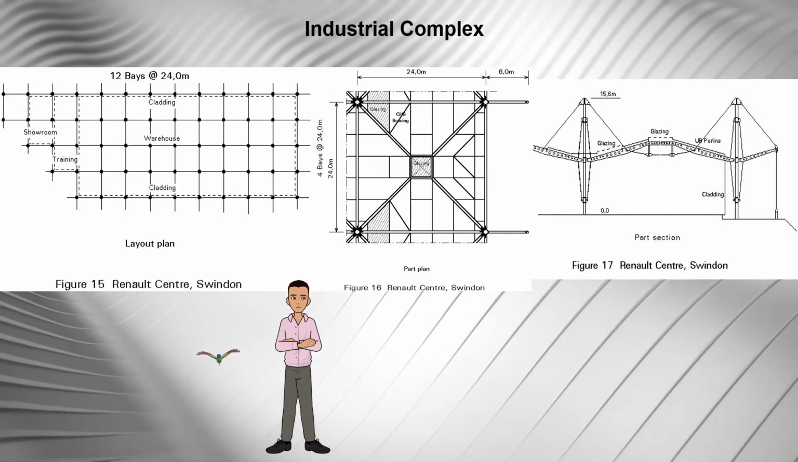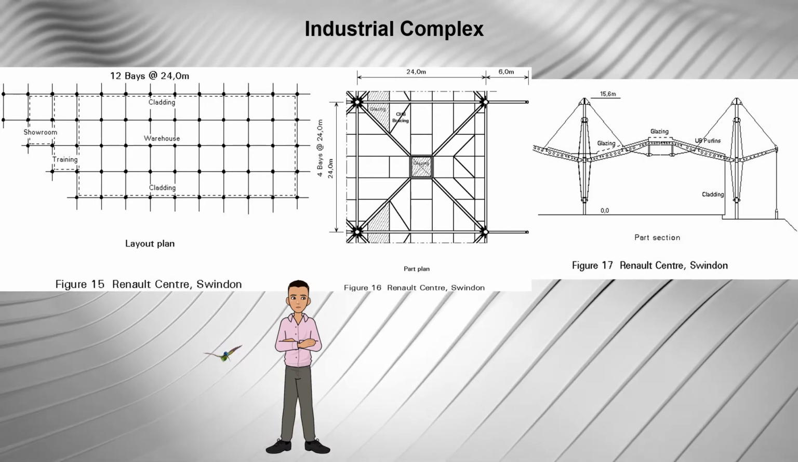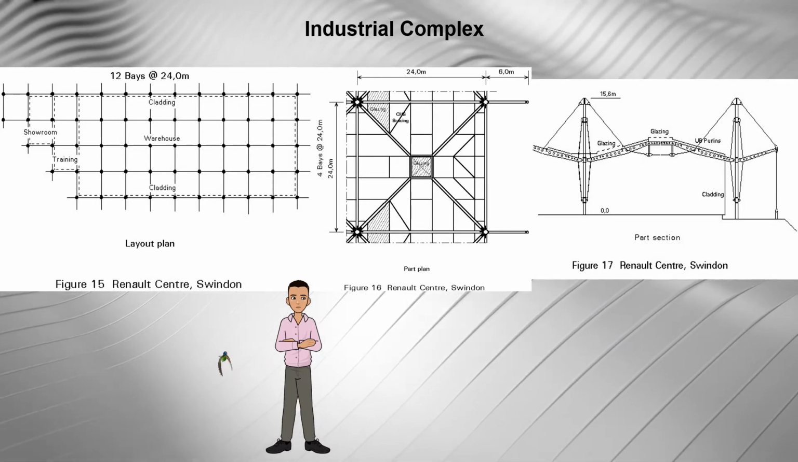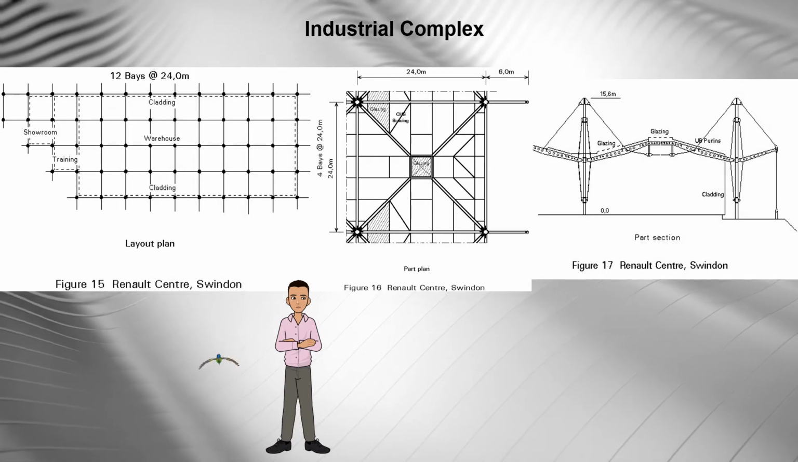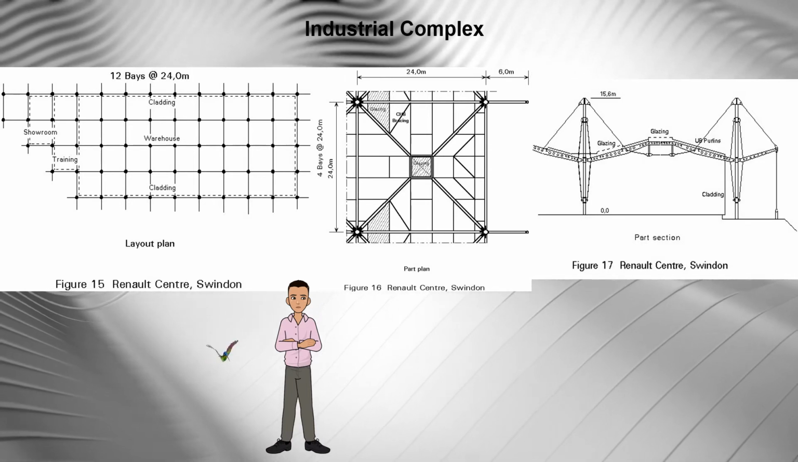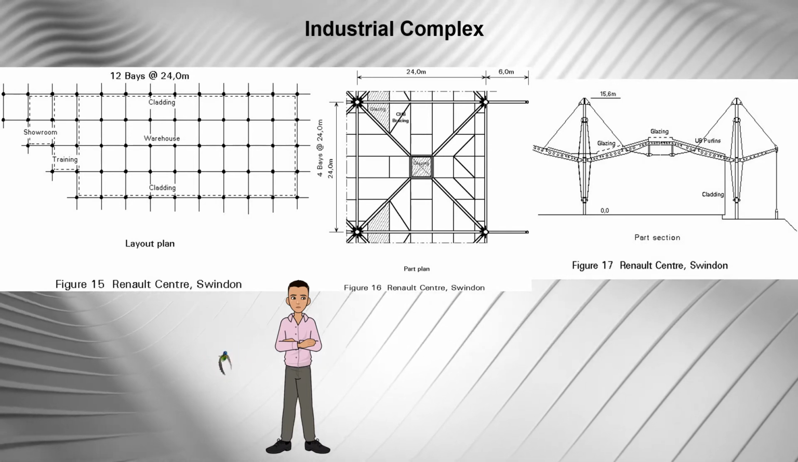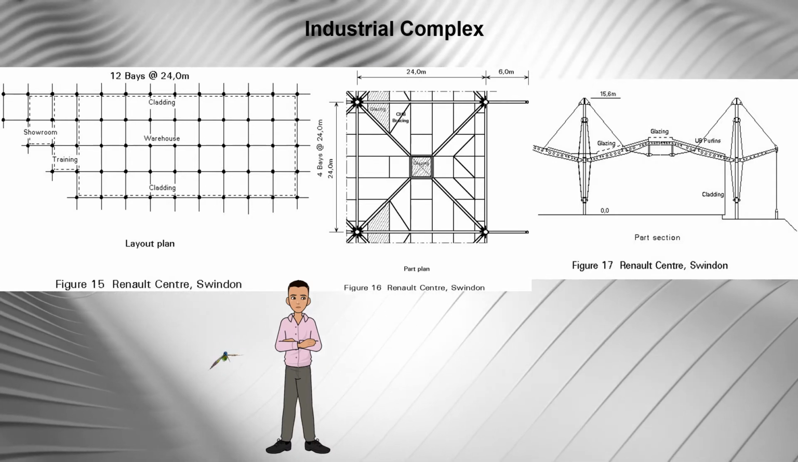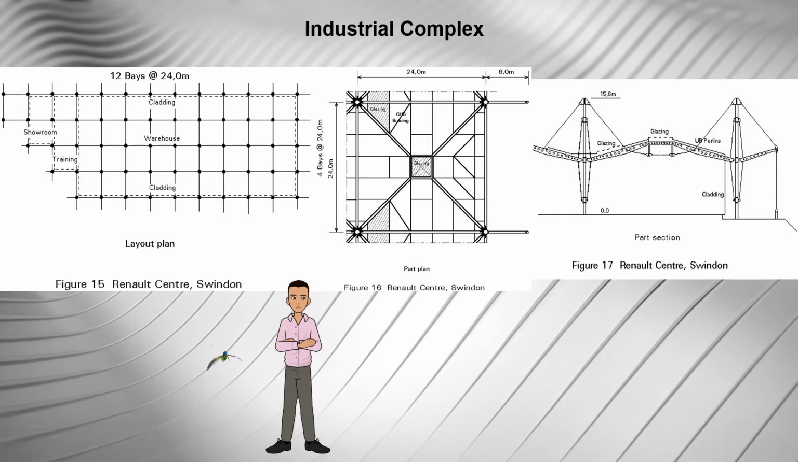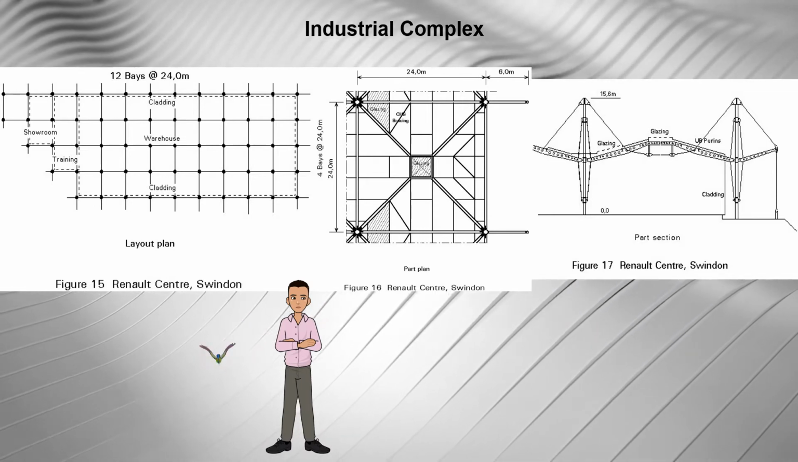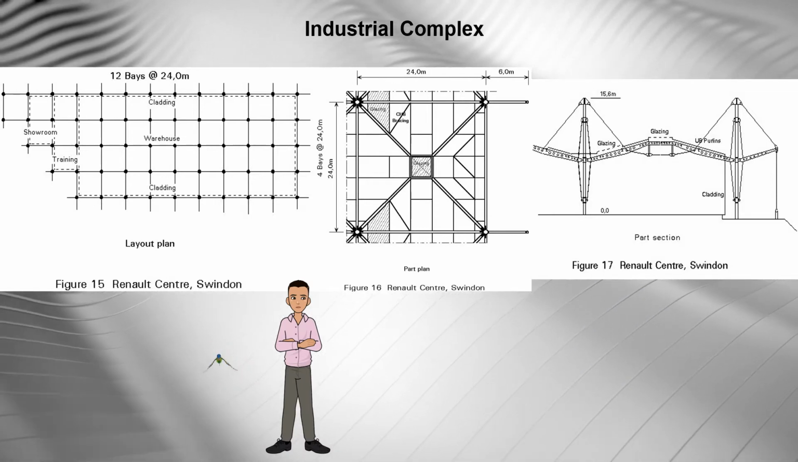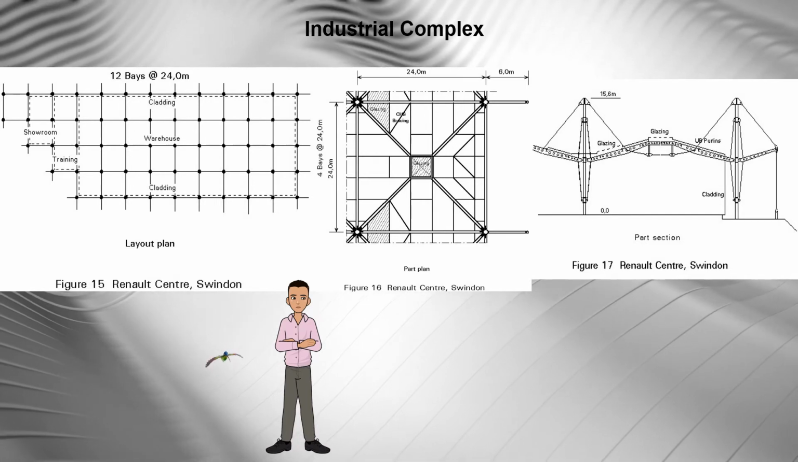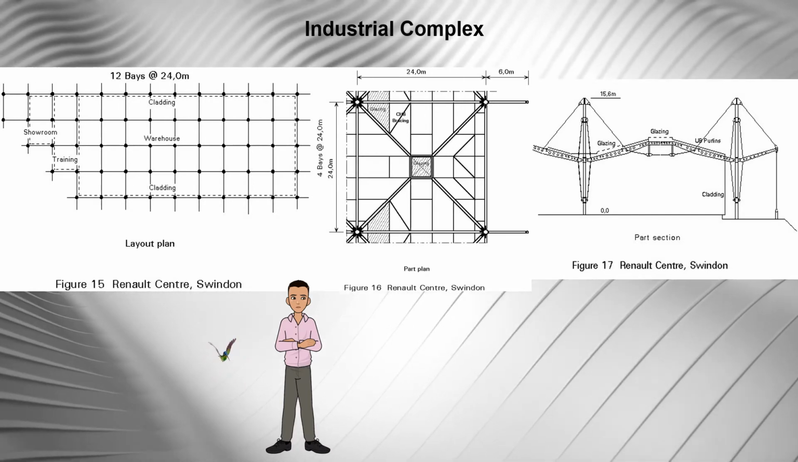Industrial complex. Some major industrial projects provide both the scale and the opportunity for adopting unusual structural forms, which have particular advantages. A good example of an unusual structural form is the Renault Parts Distribution Centre in Sweden, as shown in Figures 15, 16, and 17.